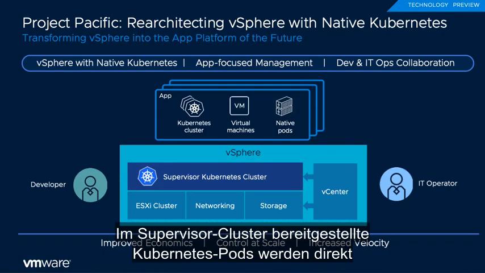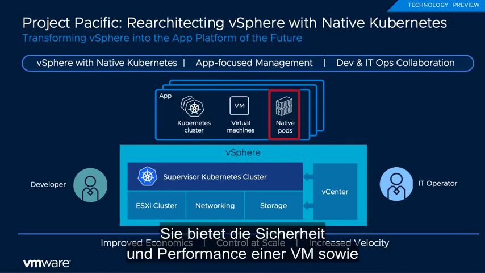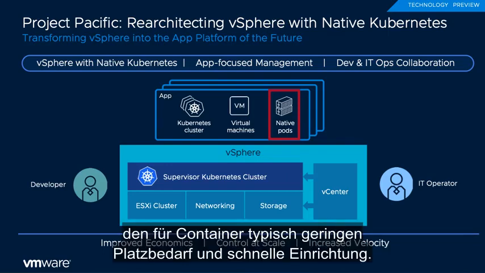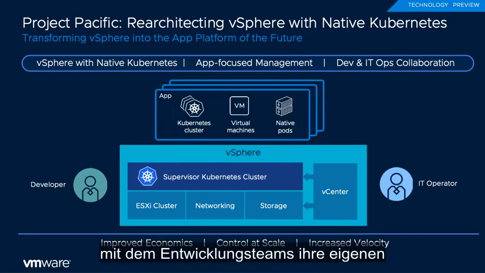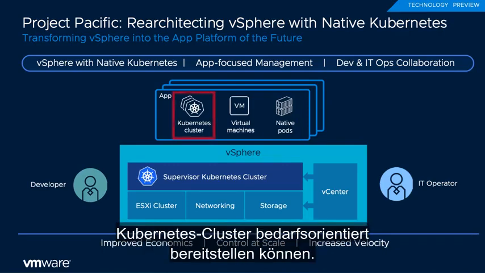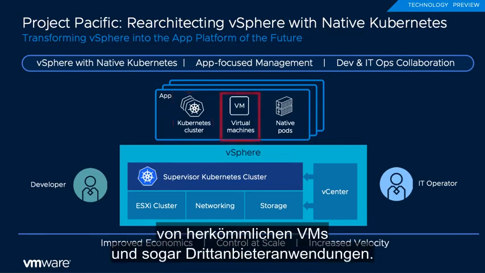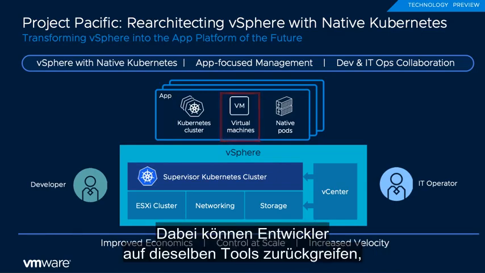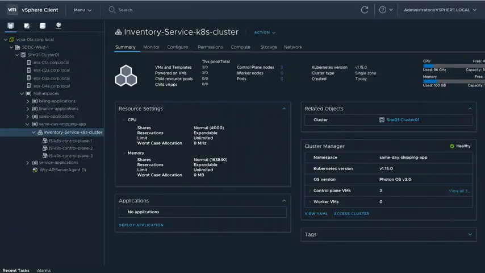Kubernetes pods deployed on the supervisor cluster run directly on ESXi in a new native pod runtime that provides the security and performance of a VM with the small footprint and fast startup of containers. The supervisor cluster will run a service that allows development teams to provision their own Kubernetes clusters on demand. There are additional services to deploy traditional virtual machines and even third-party applications. Developers accomplish this with the same tools they use with any other Kubernetes application deployment.